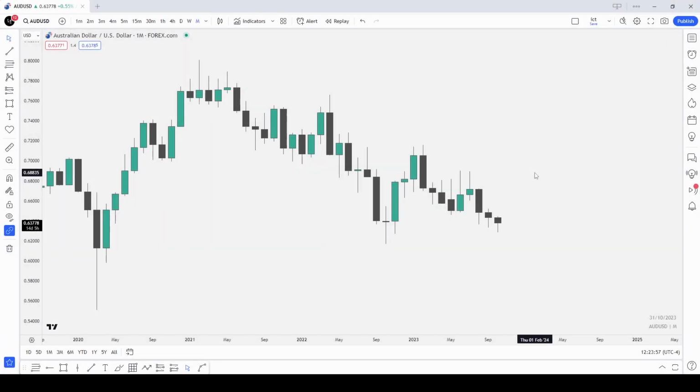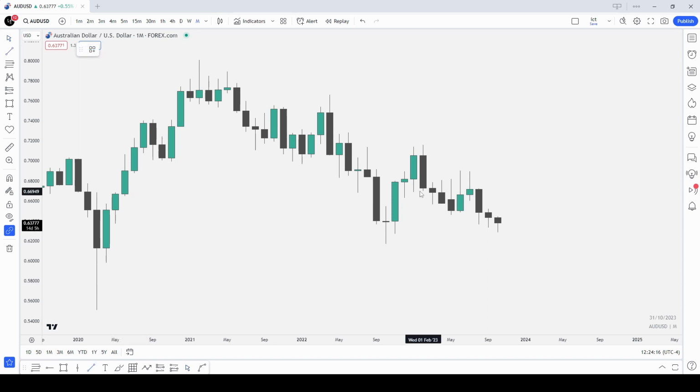Now, for those of you who are a bit further along the ICT timeline and understand some of the concepts, I wanted to show you how we can use these concepts, pair them up with retail logic to actually frame our trades.